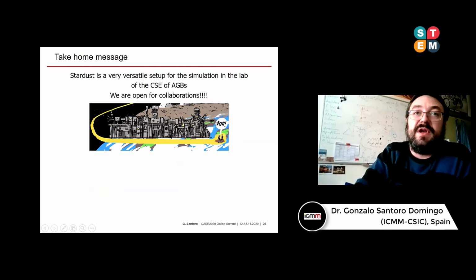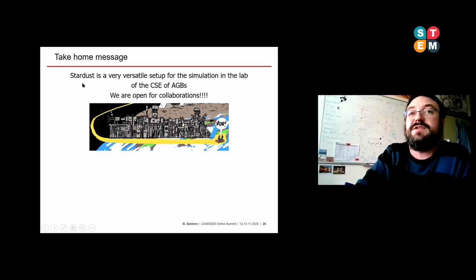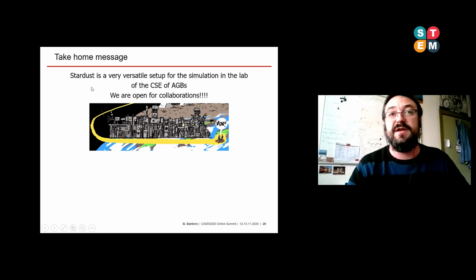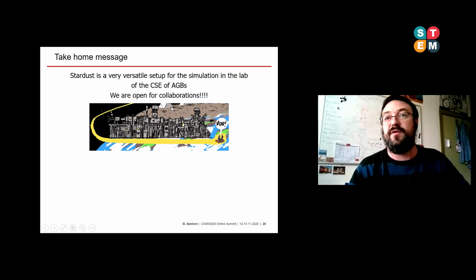And with this, I would like just to give you my take-home message. I hope you have seen that the Stardust is a very versatile setup for the simulation of the circumstellar envelopes in AGBs, and we're open for collaboration.